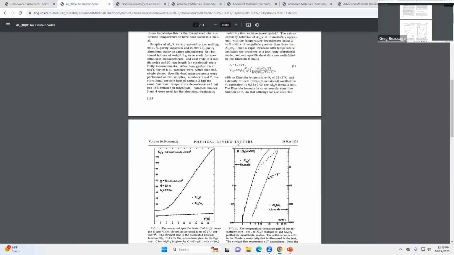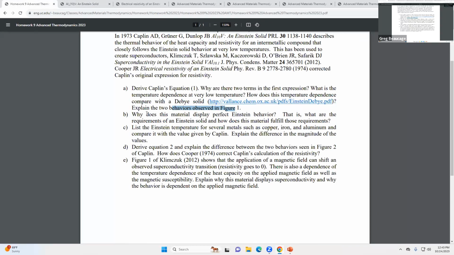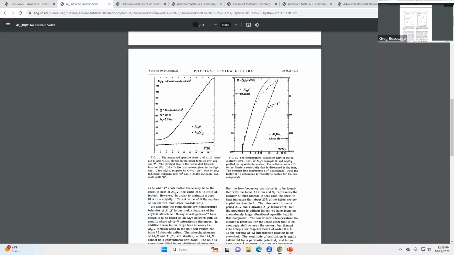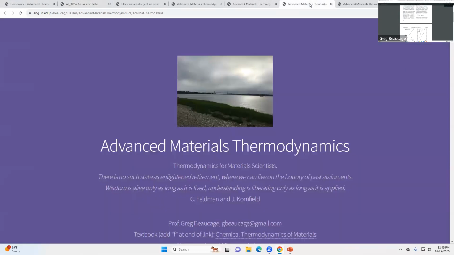Observed in figure 1. So basically, that's what I was talking about. This is the Einstein, that's the Debye. So distinct behavior. This one's almost never seen, and this one's like the normal behavior. And why does this material display perfect Einstein? That's because he talks about it in the paper. Basically, there's extra aluminum atoms that can sit inside these spaces.